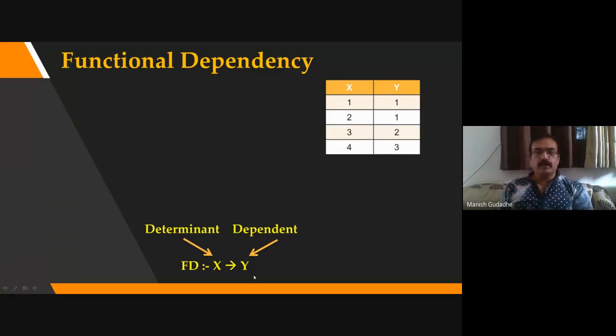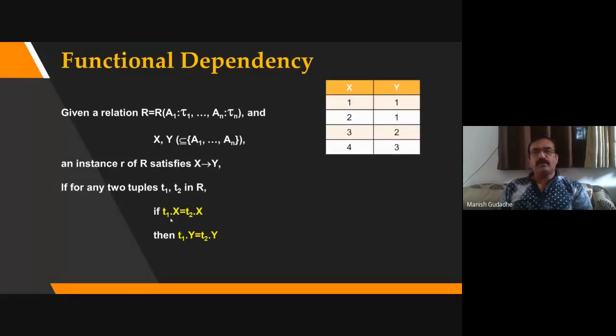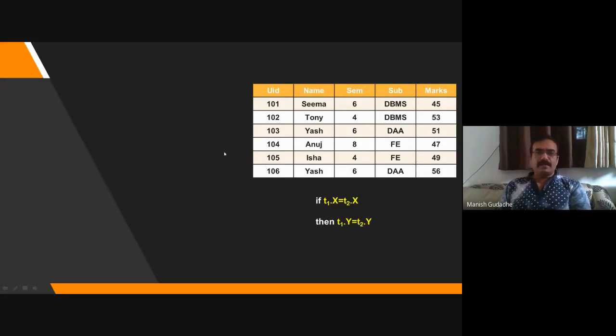We have also gone through a formal definition of it. When t1.x is equal to t2.x, then we must have t1.y equal to t2.y. In this case, whenever I say x is equal to 1, every time y should be 1. That's the necessity of functional dependency. We'll just exemplify it. We have already done this, we'll just see one.